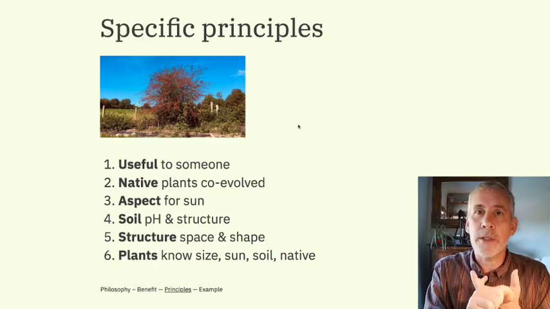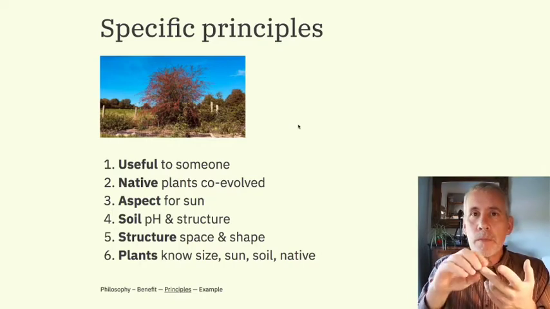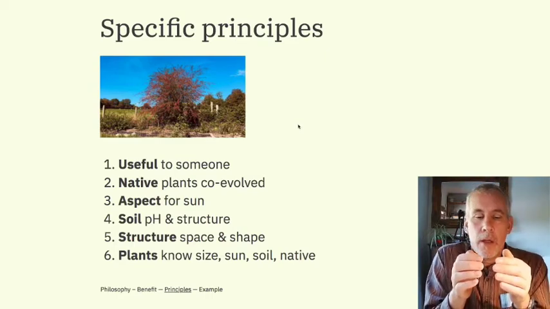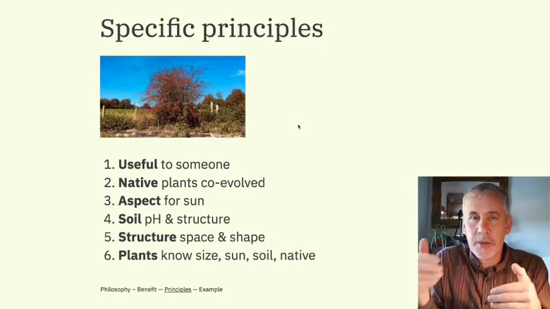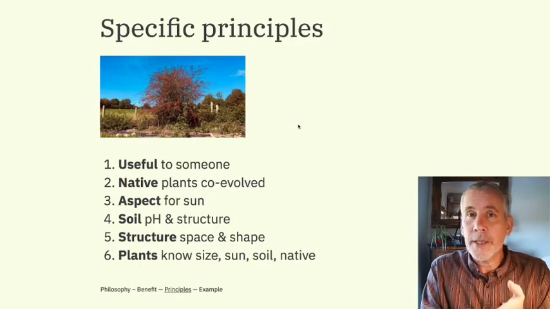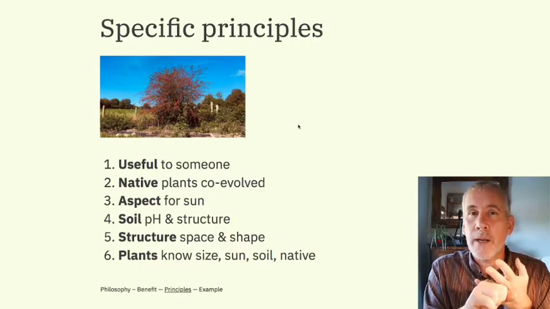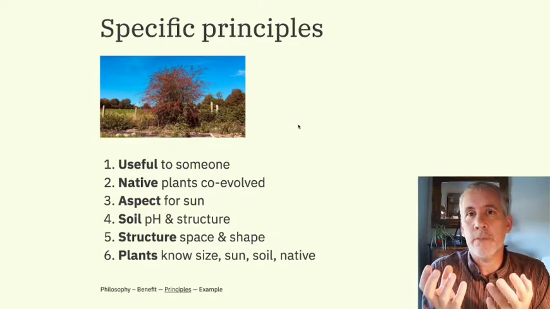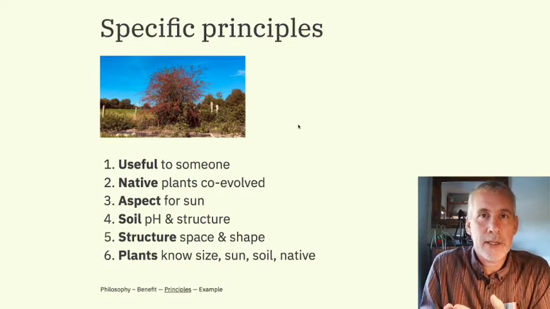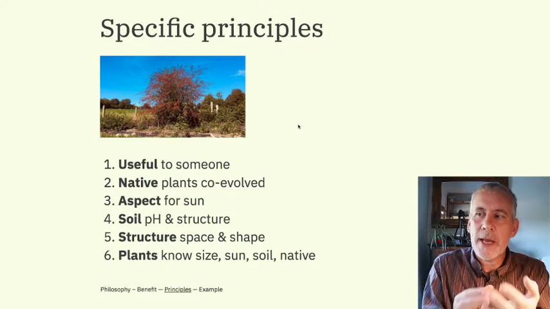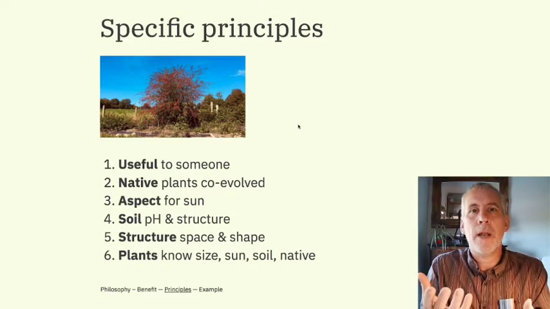Is it a native plant? Generally native plants are better for wildlife because they're co-evolved. Think about the aspect of the place that you want to put that plant. So the aspect is how much sun that plant would get in that position. Think about the soil where you want to put that plant. Is the soil of the right acidity, the right pH, and is it of the right structure? Is that plant happy in clay, if that's what you've got? And then think about the space itself and the shape and how that plant then affects other plants.